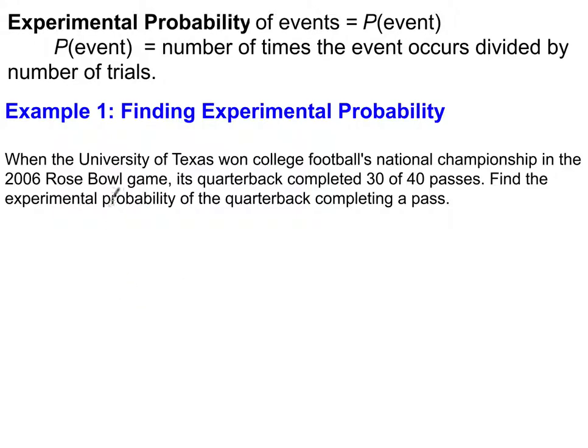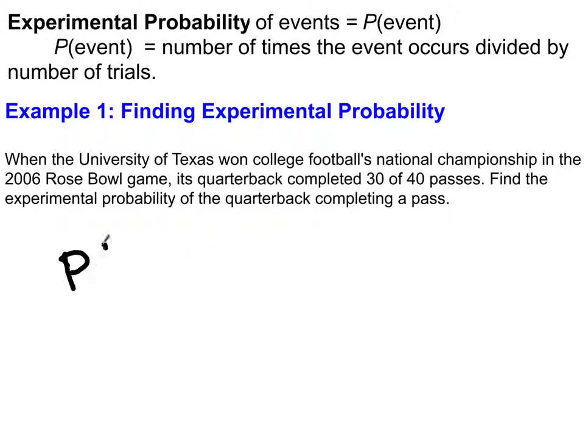So here's an example. And this is actually from your textbook. It's not because I went to UT. When the University of Texas won college football's national championship in the 2006 Rose Bowl game, I went to UT at that time, not important. Its quarterback completed 30 of 40 passes. Find the experimental probability of the quarterback completing a pass.